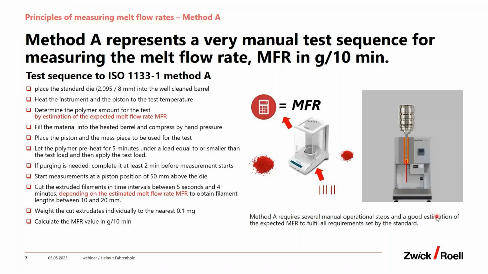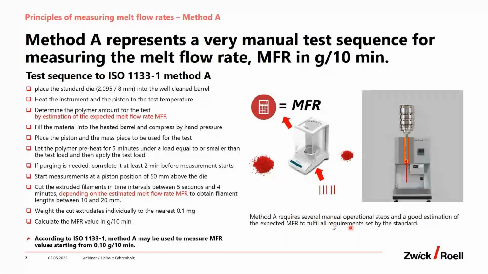So you have a weight and a time, and with the weight and the time, you can convert it to the MFR value, which is presented in gram per 10 minutes. So you do not measure 10 minutes, you measure to a different timing, but you convert all the results to 10 minutes. Yeah, this is the method A, and as you can see, this method A is a very manual method. So you sit in front of it, you have to watch what happens, you have to collect the filaments, you have to weigh it, and so on and so on.